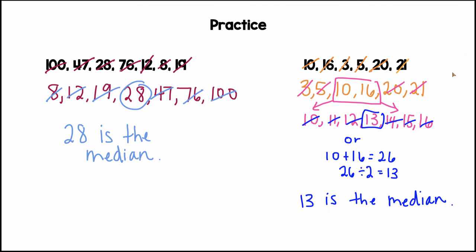For the second set, we had a different situation where we had two numbers in the middle. So I showed you both ways you could have gone about that. You could have written from 10 all the way to 16, worked your way in again and saw that it was 13. Or you could have found the mean, add the two numbers, and then divide by 2. So for your last one, 13 is the median.